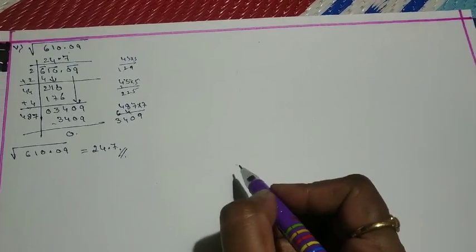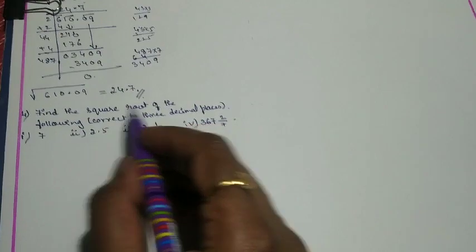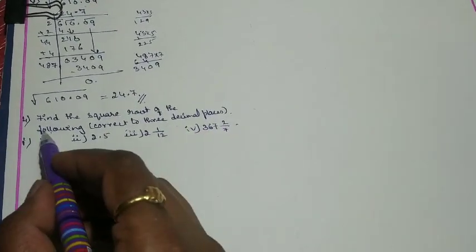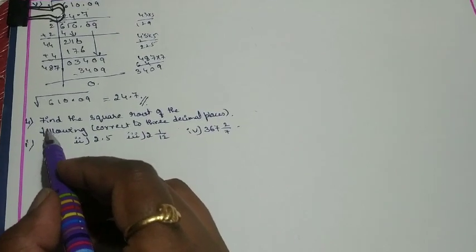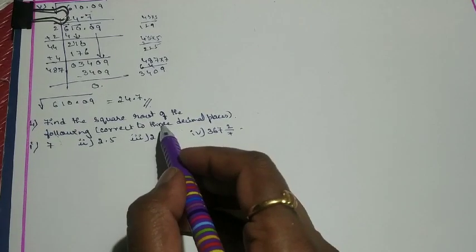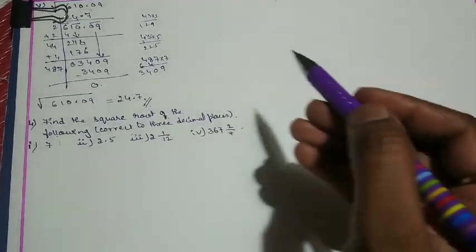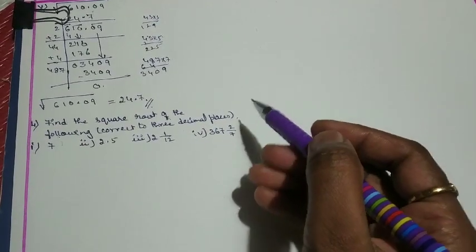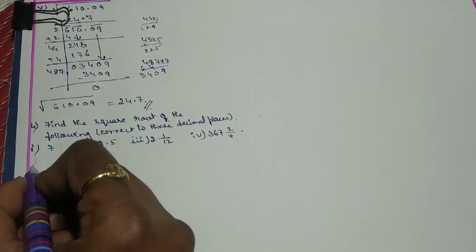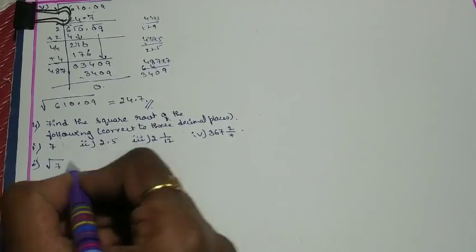Now we will move towards the fourth problem, children. Find the square root of the following correct to 3 decimal places, means the given number is not a perfect square number, it is a non-perfect square number. We need to round off the answer to the nearest 3 decimal places, means we need to find till the 4th decimal place and then round off to 3 decimal places. So first, let me take the first one, solution, that is square root of 7.